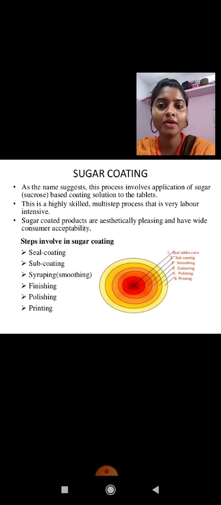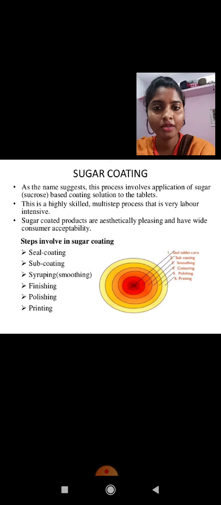What is sugar coating? It is a highly skilled process. A normal person is unable to do it; an experienced person will do this sugar coating. It is also a multi-step process. Several steps are involved in this sugar coating, which is very labor intensive, so more labor is required.